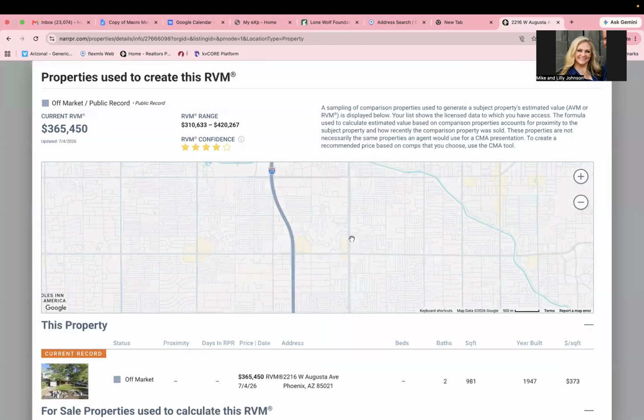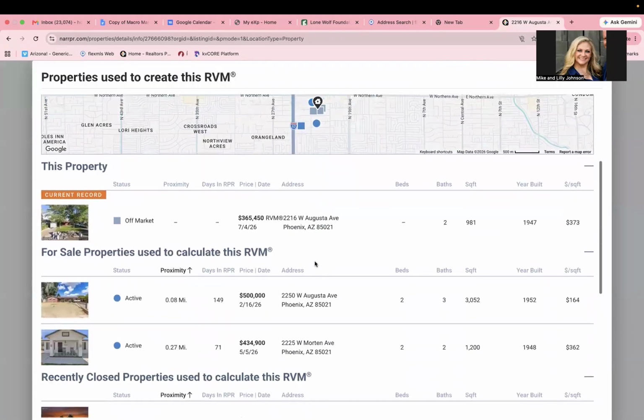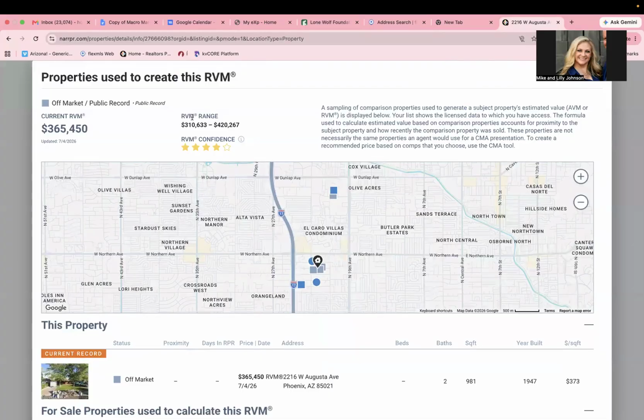I want to look at the details. I'm going to take a note of what the RVM range is right here, and I'm going to put it on my sheet that I have. I'm just doing all this on that seller lead questionnaire just for my knowledge. So I'm just doing 310 through 420.